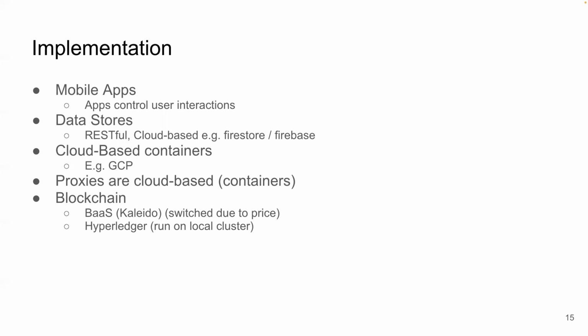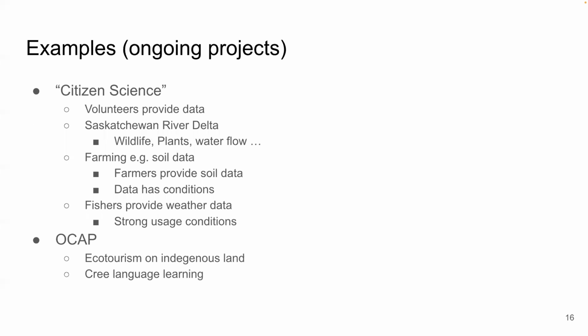Blockchains, we started working originally with blockchain as a service from Kaleido. I love just paying for a service. It was too expensive, and we switched to Hyperledger. Let's go quickly to the example.